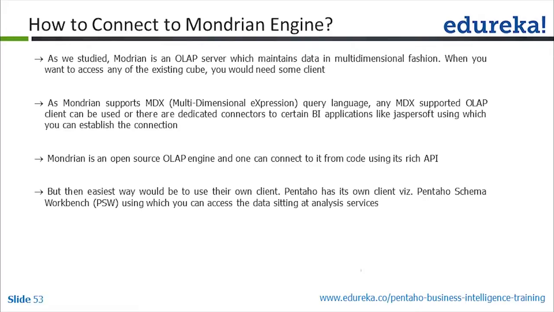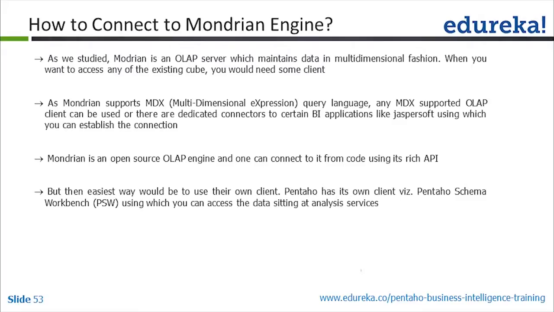So it just contains the business layer, just the metadata of the data warehouse. You query it using some reporting tool, let's say Pentaho Report Designer, fetch the data from the data warehouse and publish it on the report, using multi-dimensional expressions, MDX. As Mondrian supports the MDX query language, any MDX-supported OLAP client can be used, or there are dedicated connectors to certain BI applications like Jaspersoft, using which you can establish the connection.